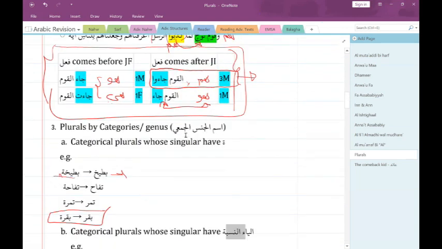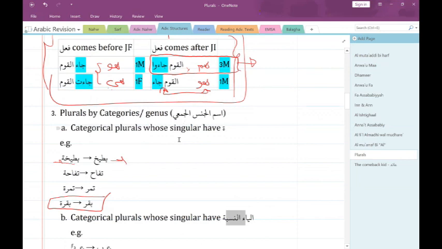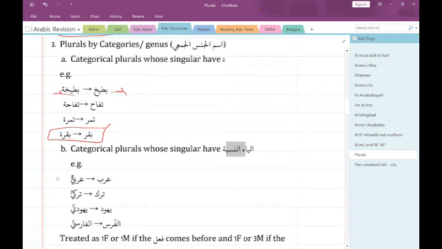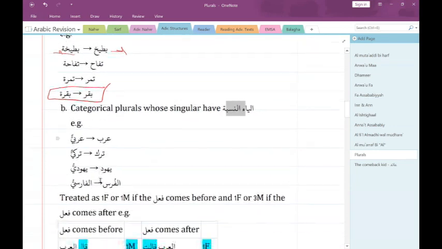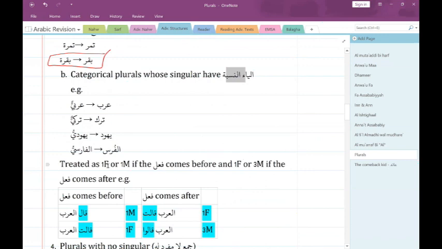Okay. So that will be your ismul jins al-jam'i, plural by categories or plurals by genus or groups or things like that, or the similar kinds of things. So either it has a ta marbuta in the singular and you got rid of it, or it had a ya and nisba in the singular and you got rid of it. Simple, easy peasy, lemon squeezy type of plural, right? And this one is treated as singular feminine or singular masculine.